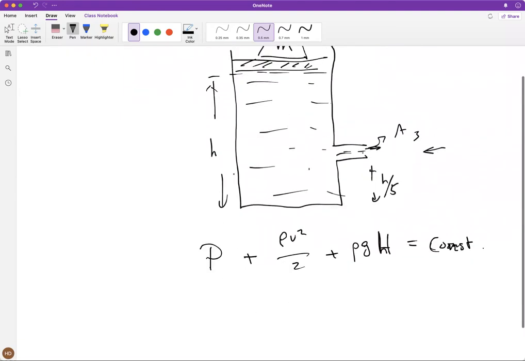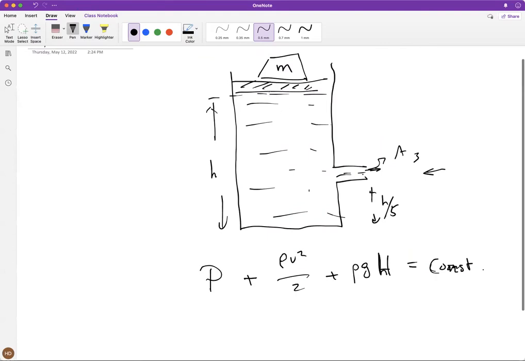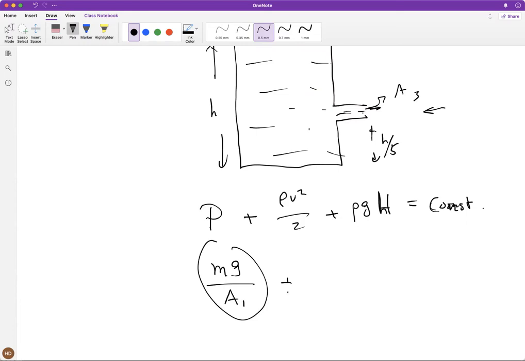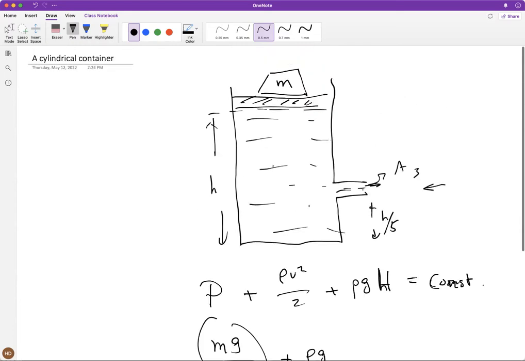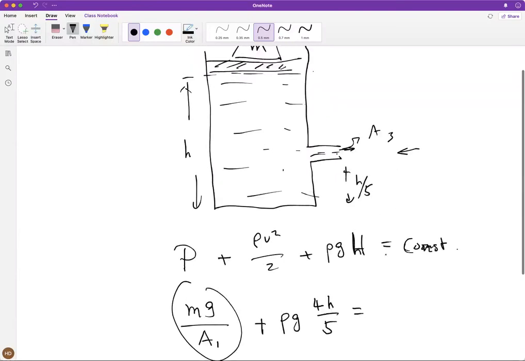So we find you have a pressure, which of course is given by the mass, right? So basically the mass will generate pressure, which is given by mg over A1, right? So that's the pressure from the mass. And this pressure plus rho g, now the height is actually from here to here, it's 4h over 5, right? And this must be equal to the velocity at this point, I call it rho V squared over 2, and plus, well, that would be it, actually. The h at this point we assume to be 0, and the pressure at this point is also 0, the pressure difference, right?